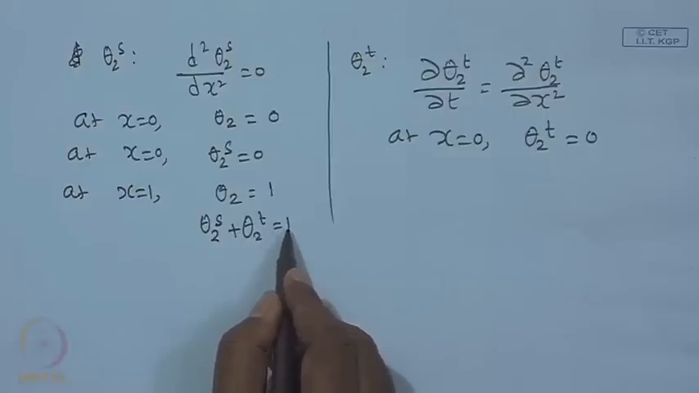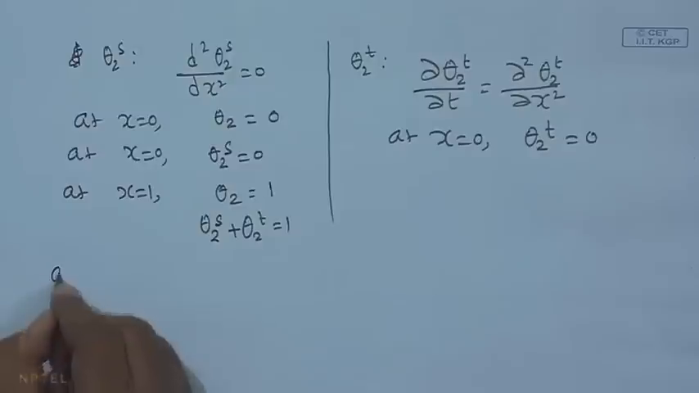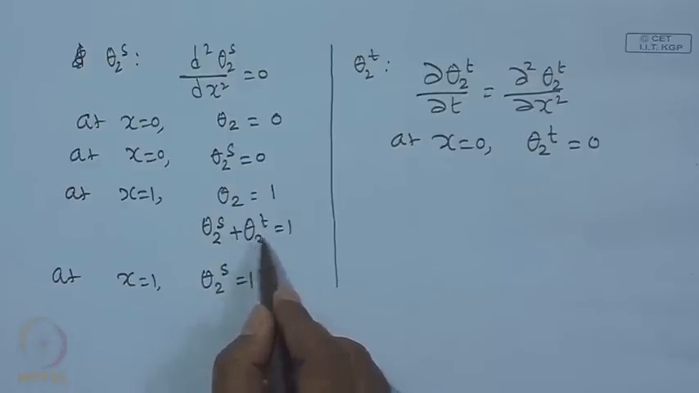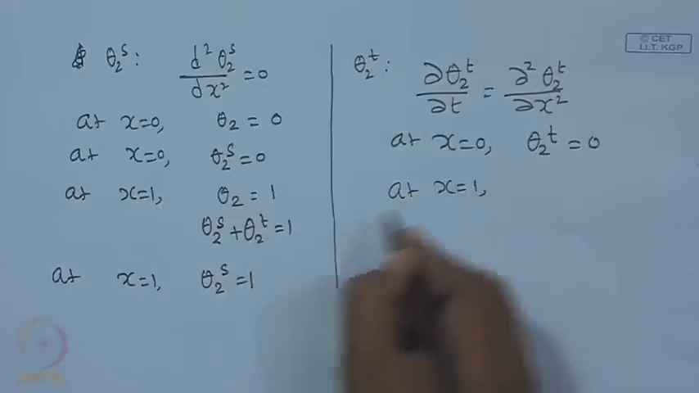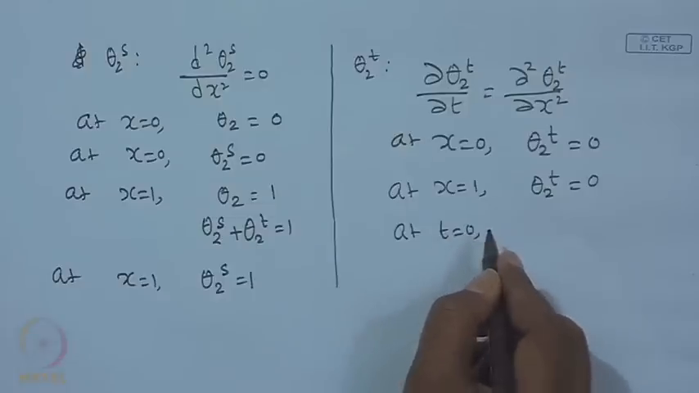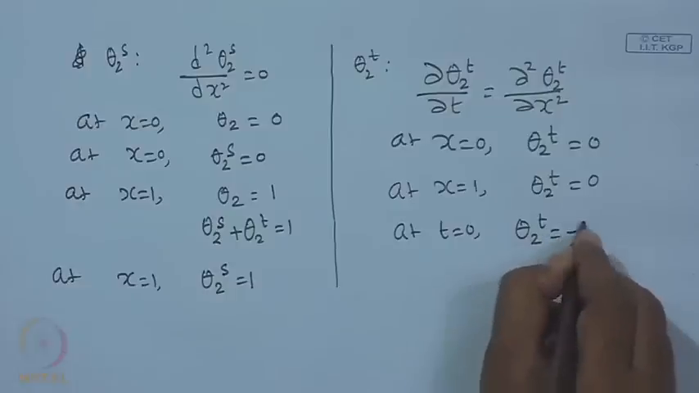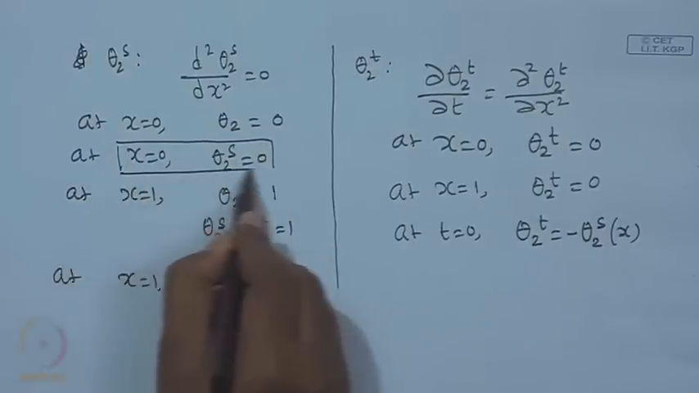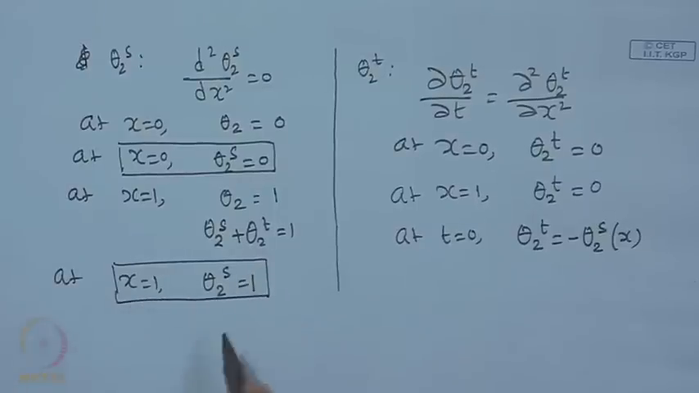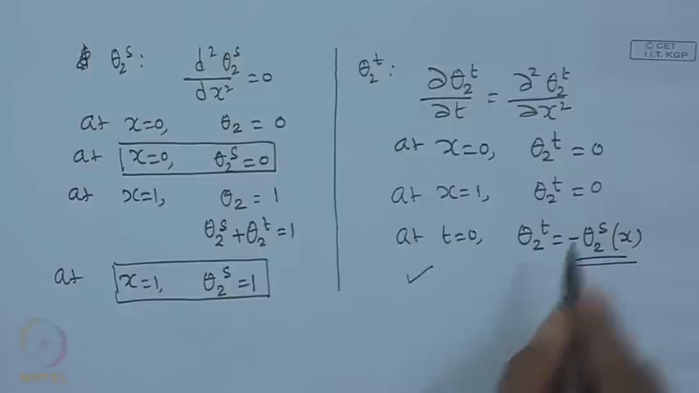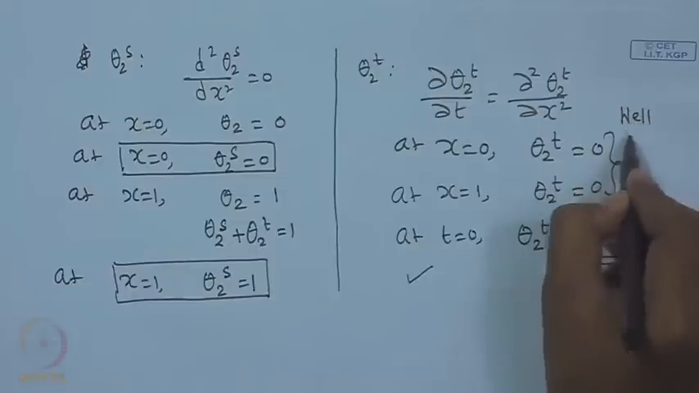So, we associate the non-homogeneous term 1 with theta 2 s, the steady state part. At x is equal to 1, theta 2 s becomes 1, which forces the boundary condition of the transient part to be homogeneous. Therefore, at x is equal to 1, theta 2 t will be equal to 0. Now we can get the initial condition: at t is equal to 0, theta 2 was equal to 0. Therefore, theta 2 t at t equal to 0 will be nothing but minus the solution of the steady state part, which is a function of x. So this is the complete formulation of theta 2 t, which has a non-homogeneous initial condition and homogeneous boundary conditions. So, this is a well behaved problem.